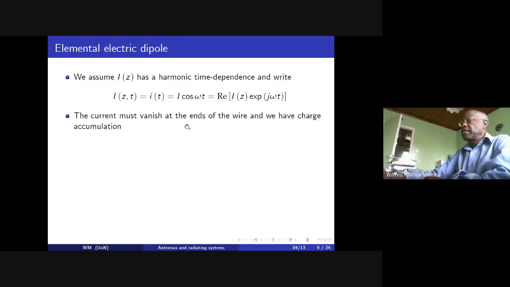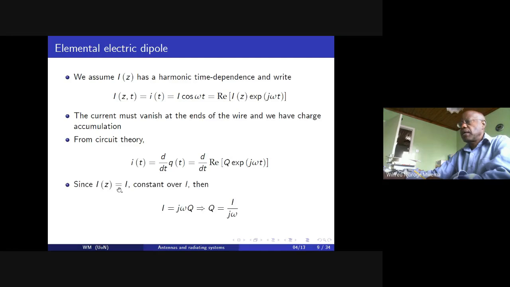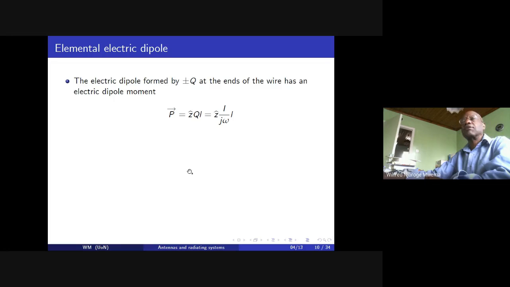So the current must vanish at the ends of the wire, and we must then have charge accumulation at these points. From circuit theory, we can always write I of t as the time rate of change of the charge, and this is going to be given by the derivative of the real part of the charge phasor multiplied by the exponent of j omega t, where the charge phasor is, of course, the distribution of the charge along that wire. So since I of z is equal to I and is constant over L, when we assume that short length, then we can write that I is given by j omega q, and therefore q is just I divided by j omega. That is the time integral of the current.